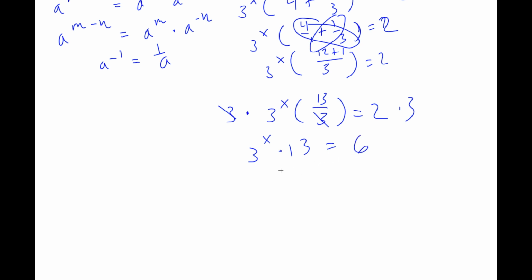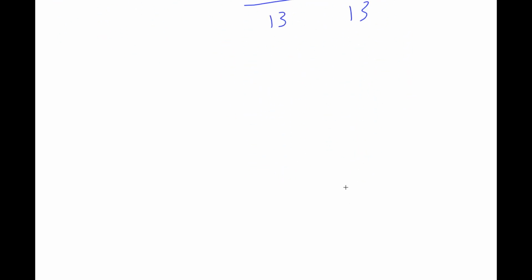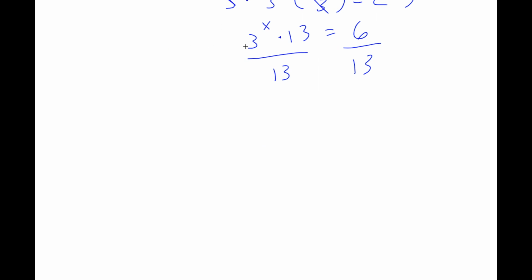Now I can divide both sides by 13 because we want to isolate x. So I have 3 to the power of x times 13 divided by 13 is equal to 6 divided by 13. Then these two will simply cancel out. So I will have 3 to the power of x is equal to 6 divided by 13.